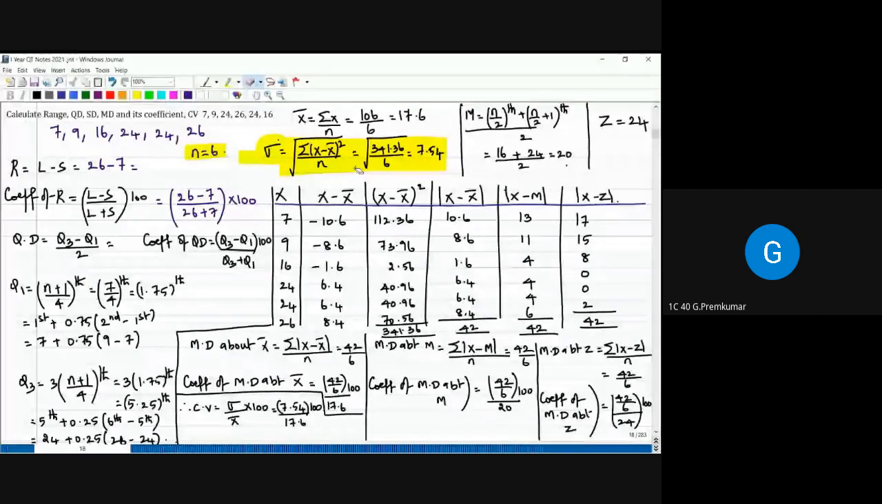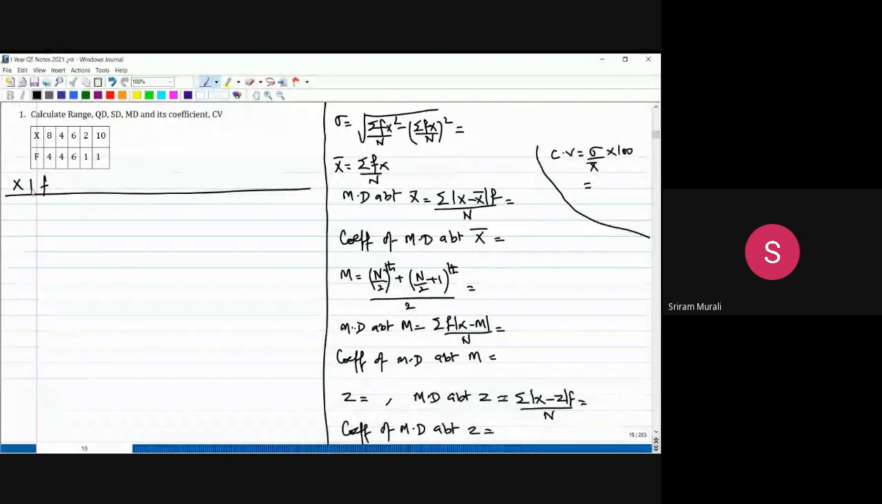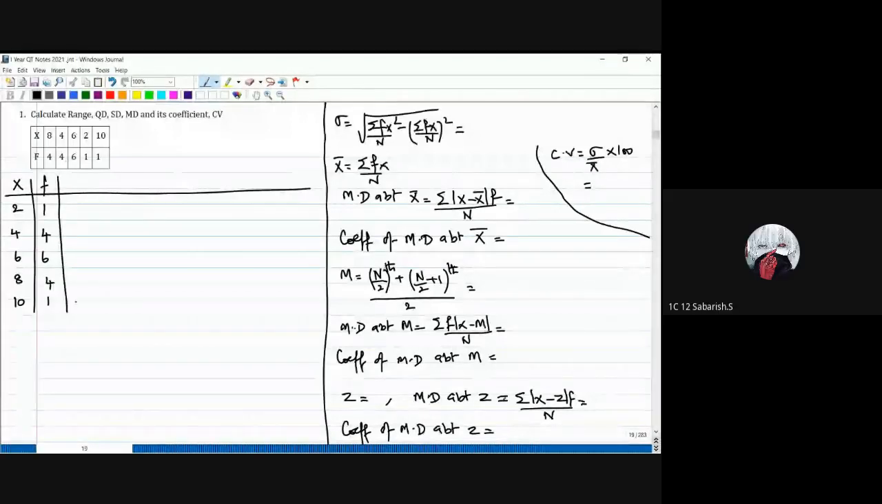Okay, sir. You are given x and f. First write the data in order. That is 2, 4, 6, 8 and then 10. The respective frequency of 2 is 1, 4 is 4, 6 is 6, 8 is 4, and then 10 is 1.